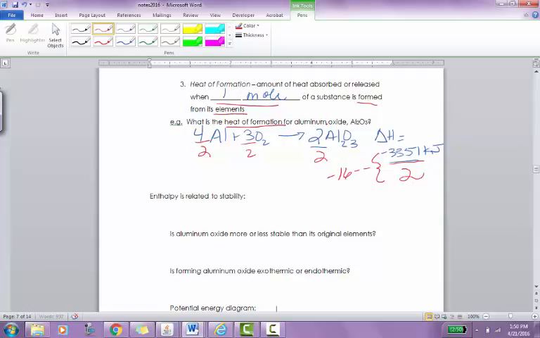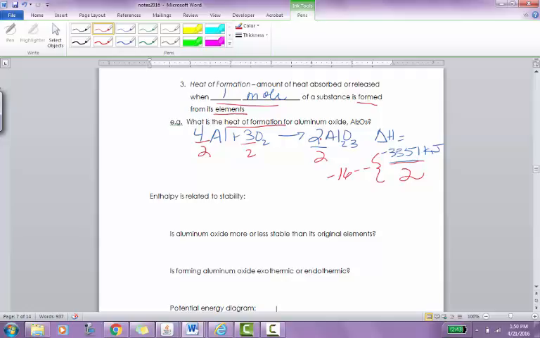Okay, so you have to be careful what the question is asking for. This one is asking for heat of formation. They might have just said, according to the equation, aluminum and oxygen make aluminum oxide. On Table I, how many kilojoules of heat is released? And there you go, there's the 3351.